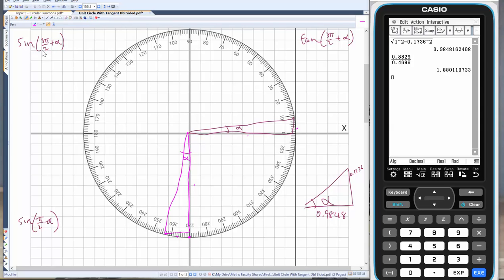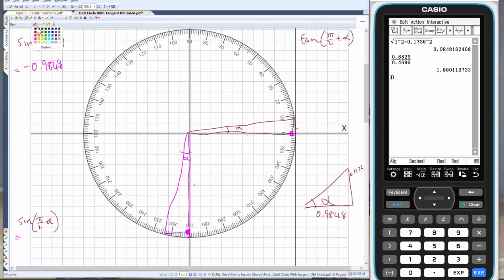So we want the sine of 3 pi on 2 plus alpha. So we want this value here, which is going to be the same as this value here, albeit it's going to be negative, okay? So this one's positive, and it's 0.9848, but this goes below the x-axis, or in the negative direction of the y, so it's going to be the negative version of this. So this one is going to be negative 0.9848. So fill that in your notes, and again, try to articulate what you're doing with diagrams.